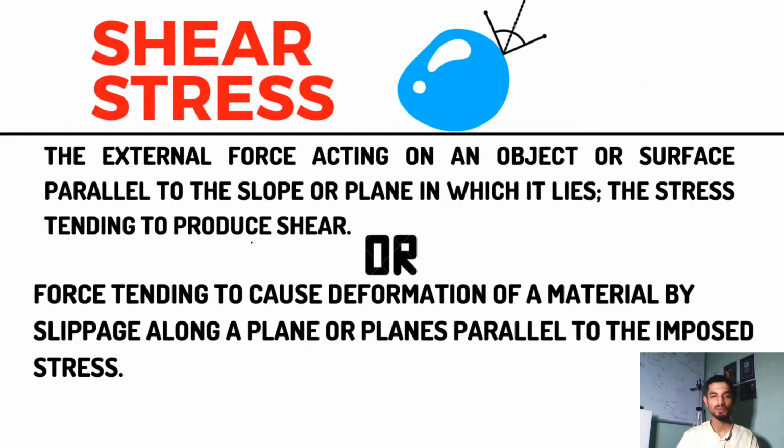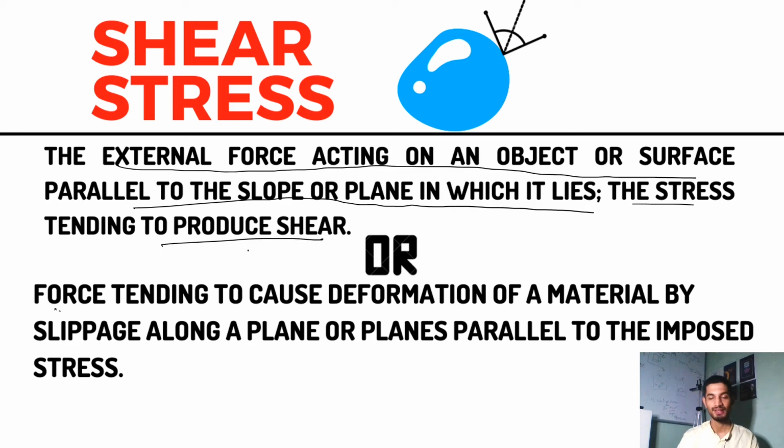And next we have seen what shear stress is. We have seen that shear force is the external force acting on an object or surface parallel to the slope or plane in which it lies, the stress tending to produce shear. And the next definition could be: force tending to cause deformation of a material by slippage along a plane or planes parallel to the imposed stress.